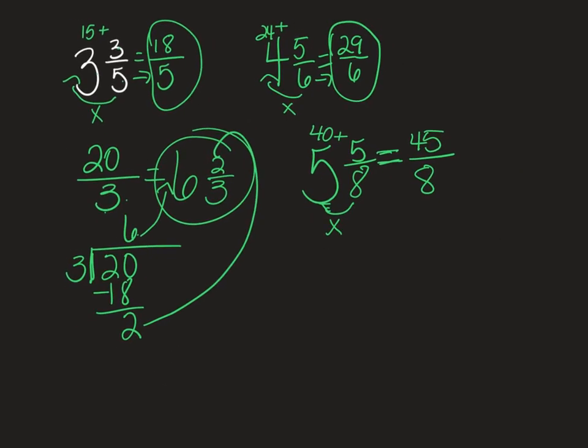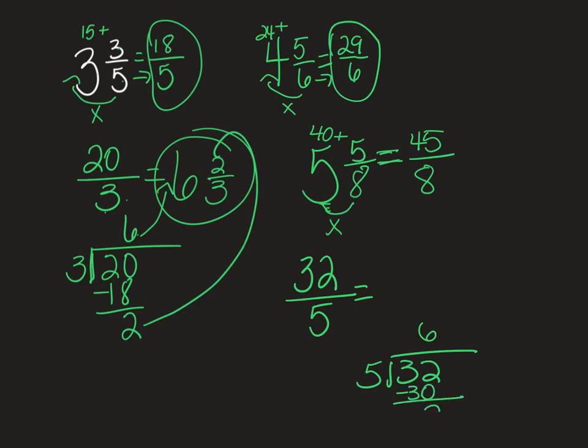Now let's do another improper to mixed fraction, okay? Let's do 32 over 5. Let's pause. And I'm going to work that out now. You should have already worked it out. 32 divided by 5, because that's what you say, 32 divided by 5. 5 goes out, 32 drops down, goes 6 times, and you will have a remainder. Okay? So 6 is your whole number. 2 over 5, and that is your answer.